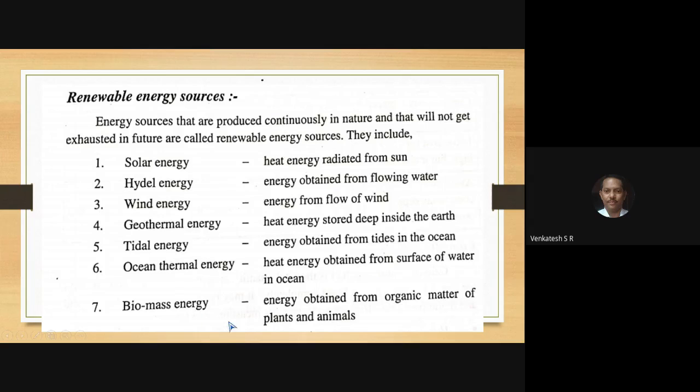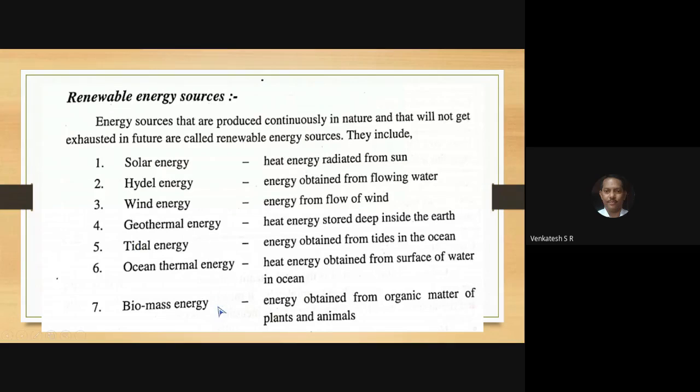Next comes to the point, biomass energy. Nowadays, the major problem for municipalities, corporations, and the big metropolitan cities is disposing of waste, solid waste, and other waste. So that's the major problem. So that waste can be converted into energy resources.